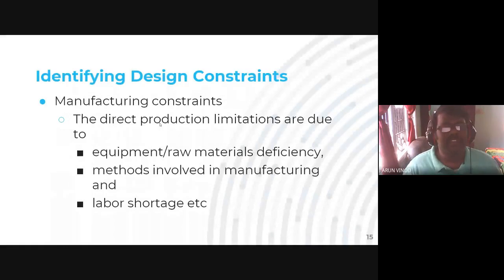And then manufacturing constraints, right? The direct production limitations are due to equipment, raw material deficiency, methods involved in manufacturing, and labor shortage. Because of this, your product limitations will be there. You have to hire laborers, you have to purchase so many raw materials, right? Because of that, your budget may increase. Methods involved in manufacturing, all these things come under the manufacturing constraints, right?